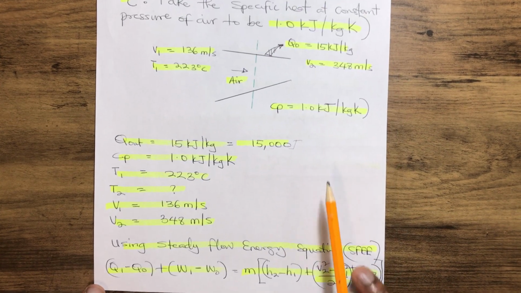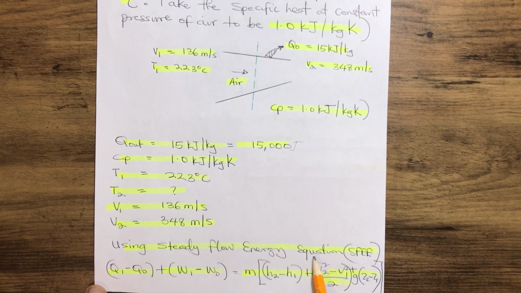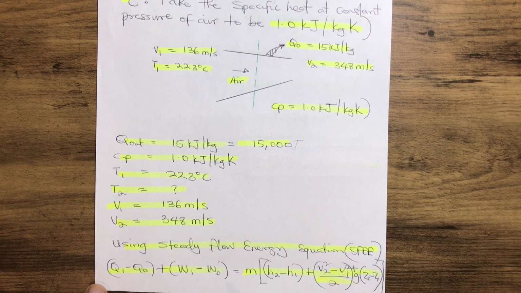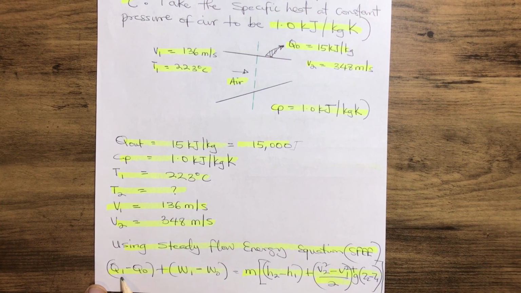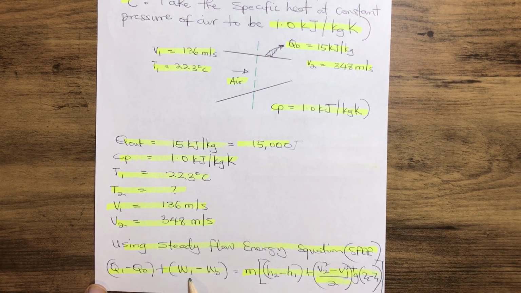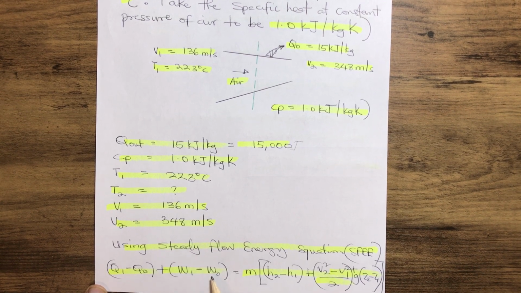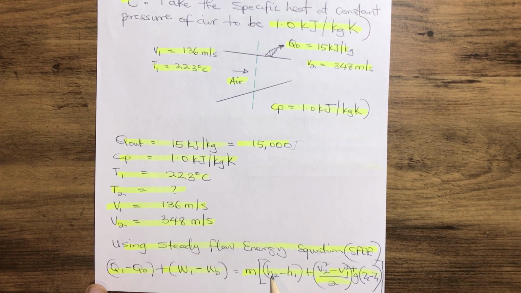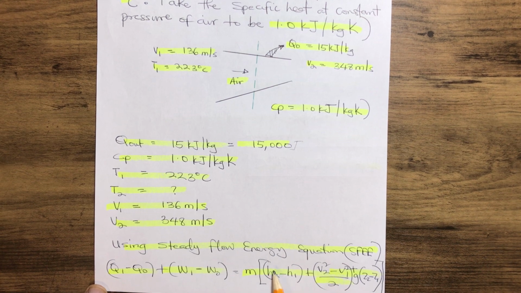Now, using the steady flow energy equation, SFEE, we have Q in minus Q out plus, in bracket, W in minus W out, equals m into bracket, the change in enthalpy plus the change in kinetic energy plus the change in potential energy.